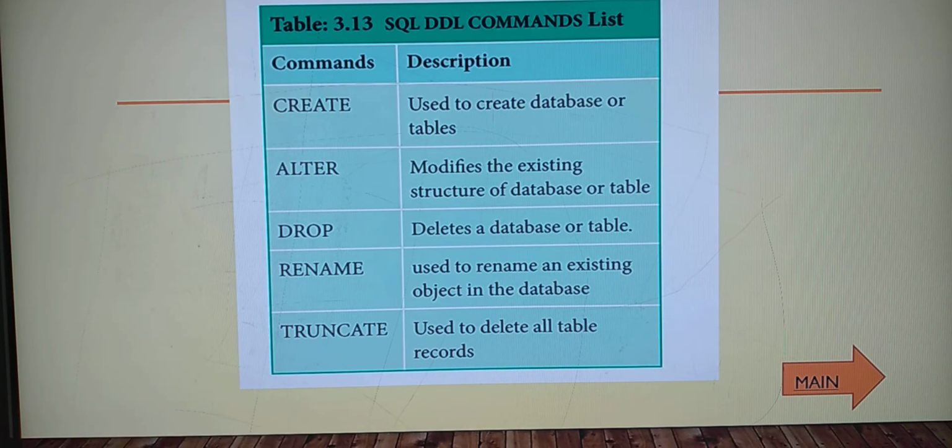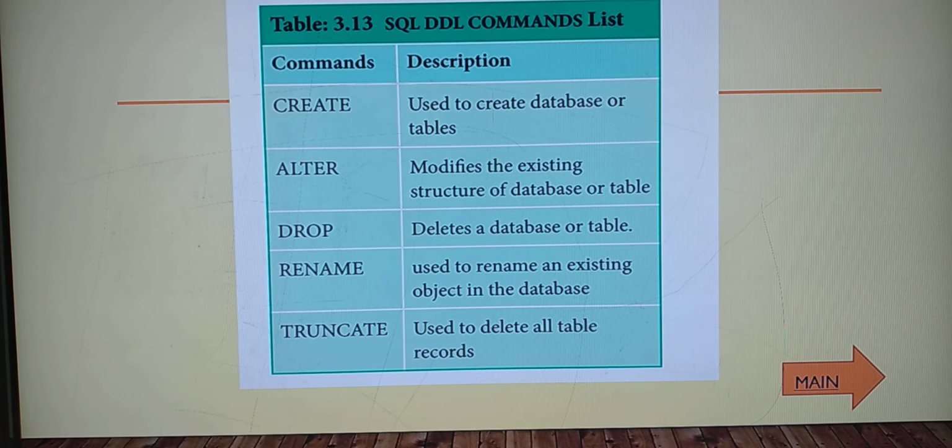The first one is create. By the name itself you can tell the user is going to create a database or table. So by using the create command, the user can create databases or tables. The next one is alter. Alter is for the changes that you want to perform in an already existing structure. Alter means you are going to modify the existing structure of the database or table. You have to specify whether it is a database or a table.